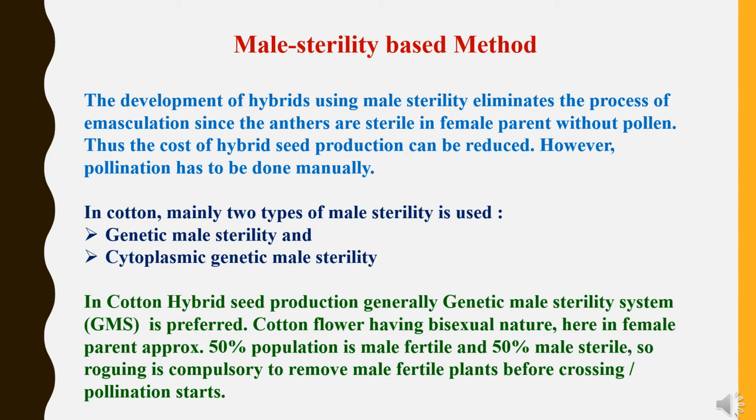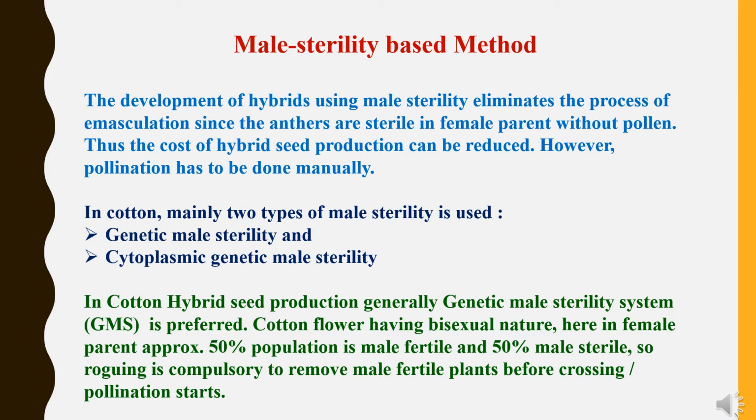In cotton, mainly two types of male sterility are used. First, genetic male sterility, and second, cytoplasmic genetic male sterility. In cotton hybrid seed production, the genetic male sterility system, GMS, is generally preferred.